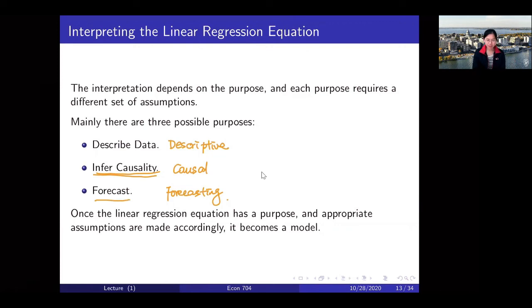Once you decide what the purpose of your study is, you can then make the appropriate assumptions and then make your equation a model. So once you have the purpose, you make the right assumptions that are appropriate for your purpose, then your equation becomes a model.